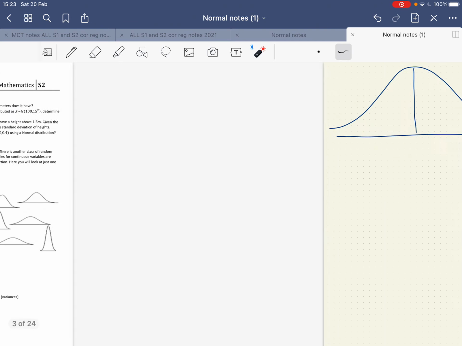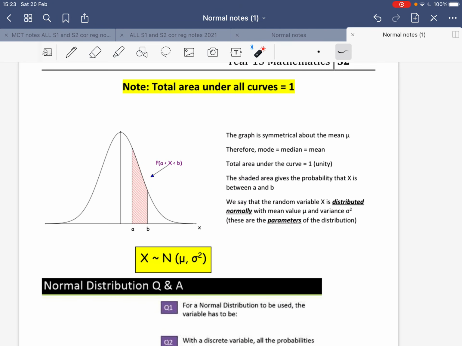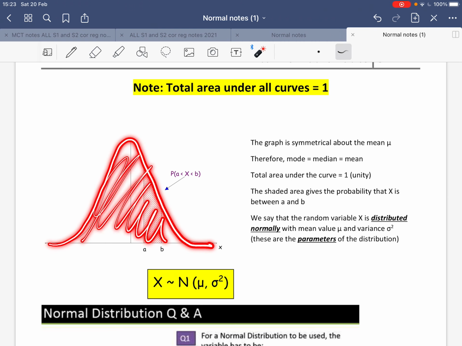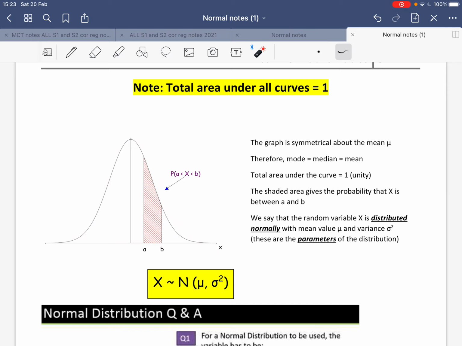They're all normal curves. Okay, so the total area under all the curves is equal to 1. So that means that underneath here, if you added up all the probabilities, one of them would happen. One is certain. Okay.